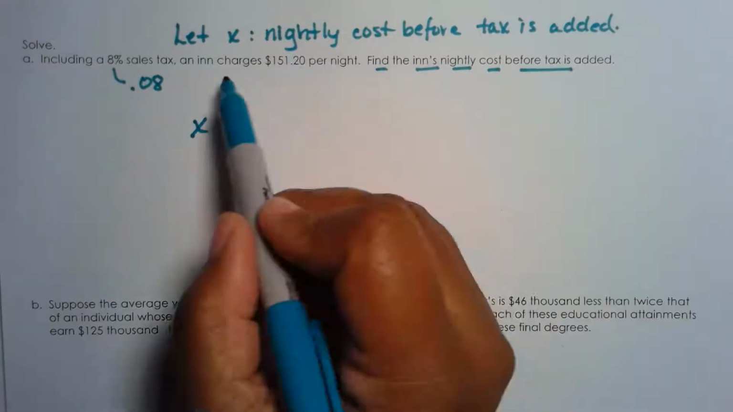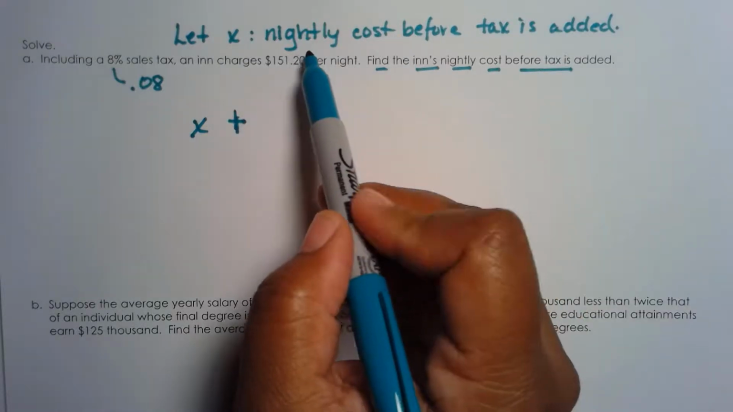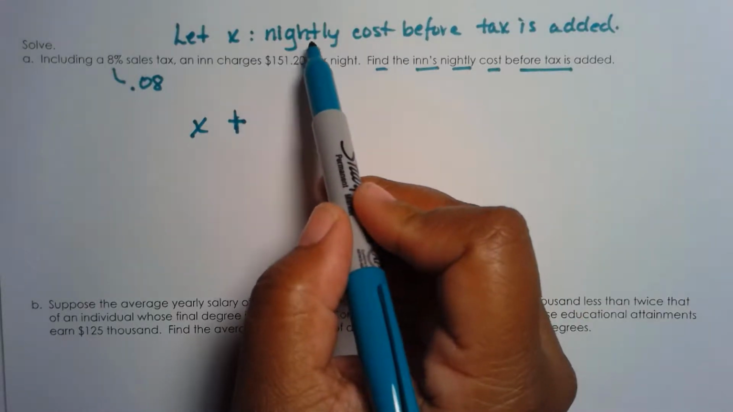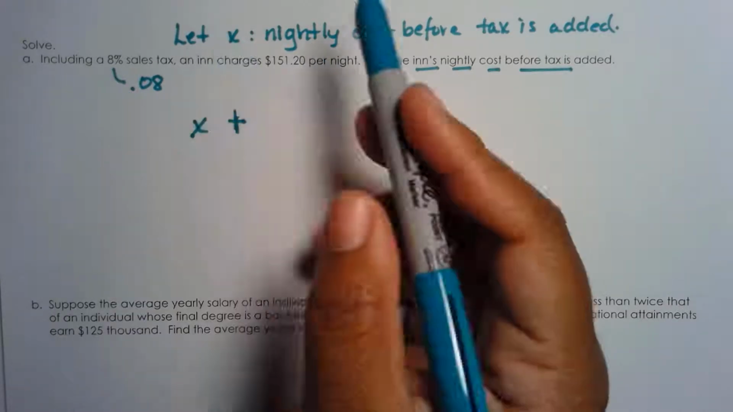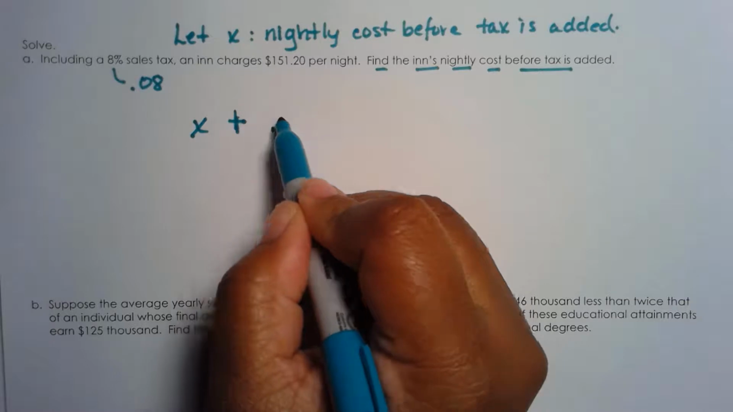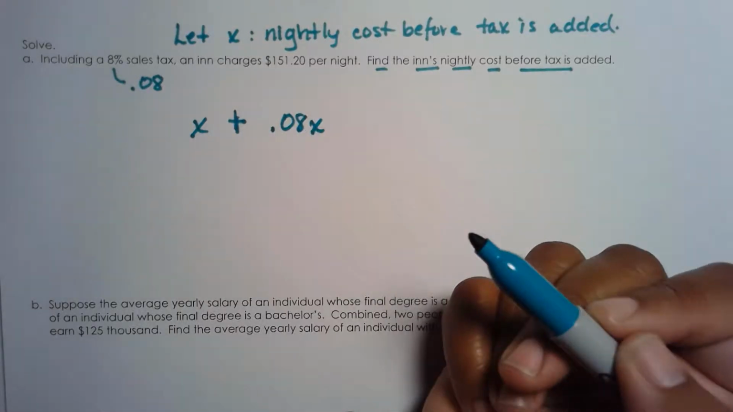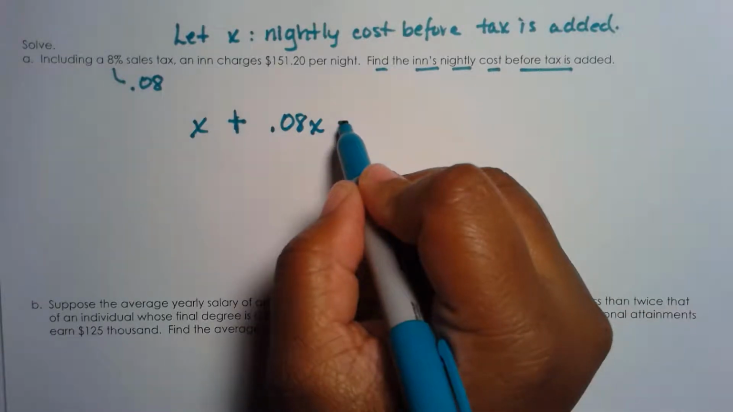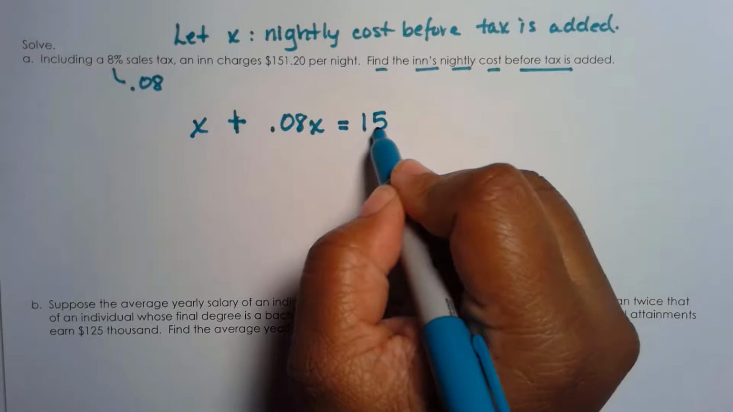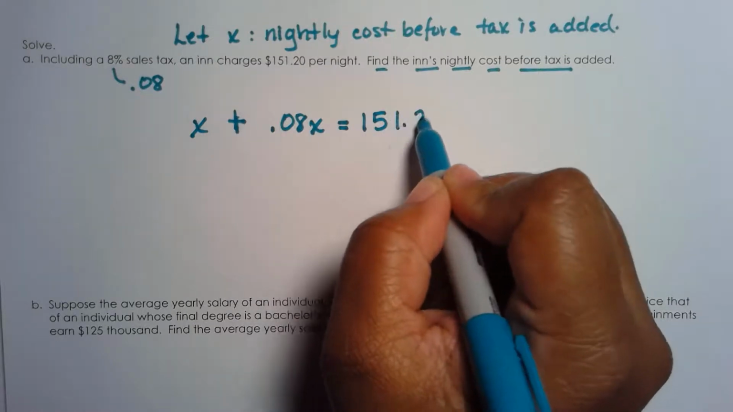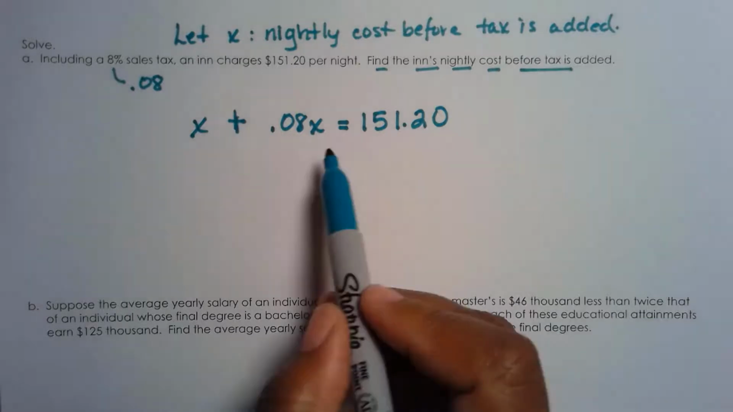Now the next part we're going to set up is, we know that we have to pay for that particular night and that we're going to be charged an 8% sales tax. So we're going to multiply the sales tax 0.08 times the X. But we do know that the charges were $151.20. Okay, so this is our setup.